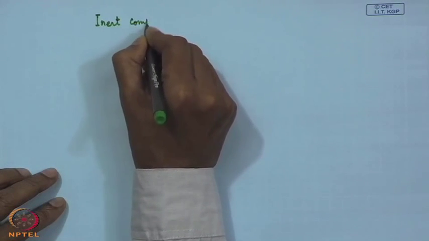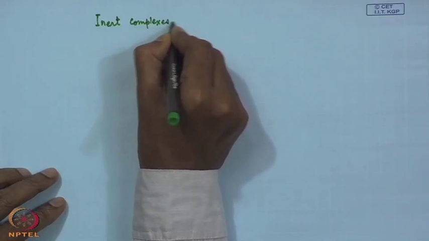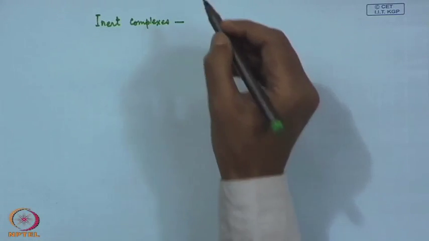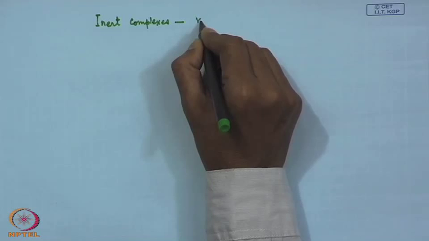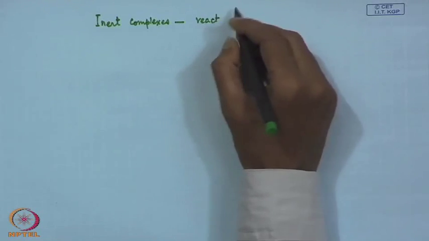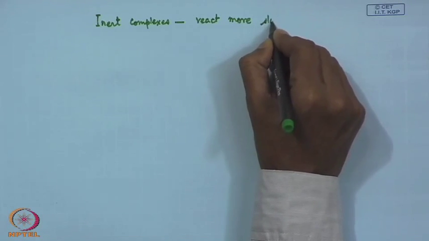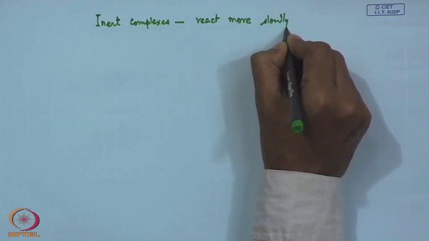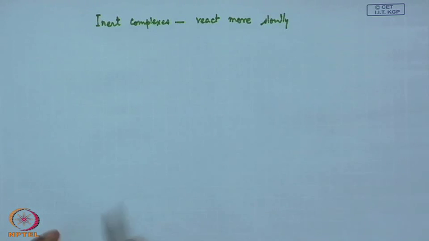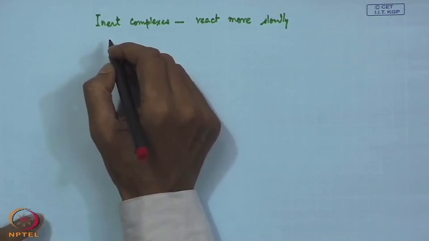So, inert complexes are those which react more slowly, and we also call them Taube's compounds.